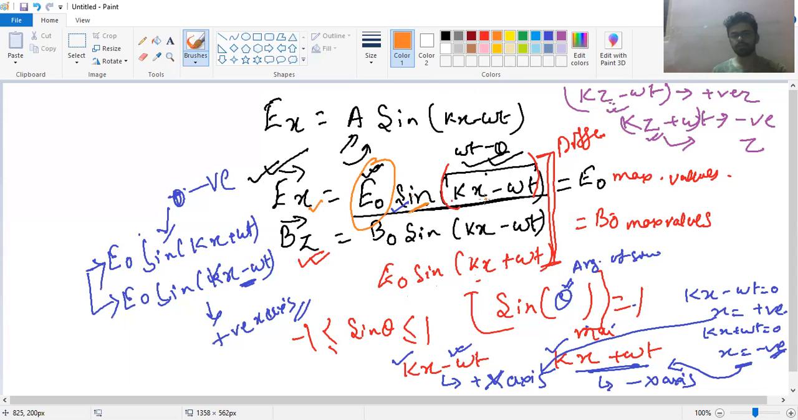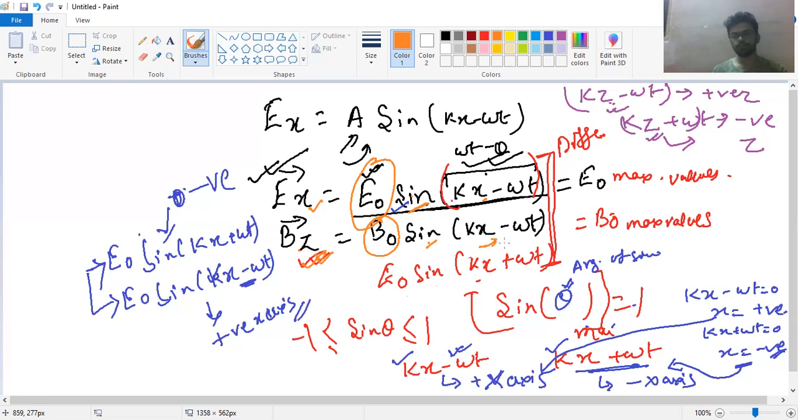Positive x-axis or negative x-axis? Positive x-axis. What is this equation telling? The maximum value of the magnetic field B is B naught, and it is following a sine wave pattern, and the wave is propagating along the positive x-axis.